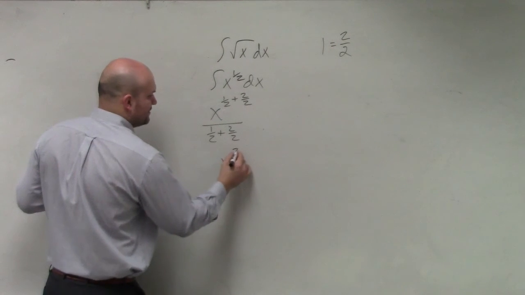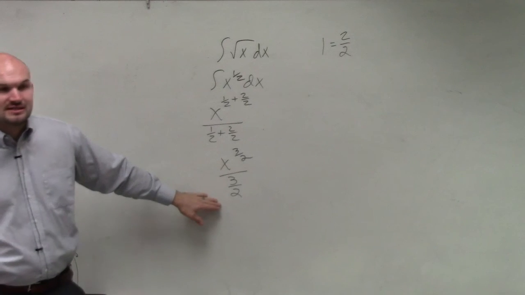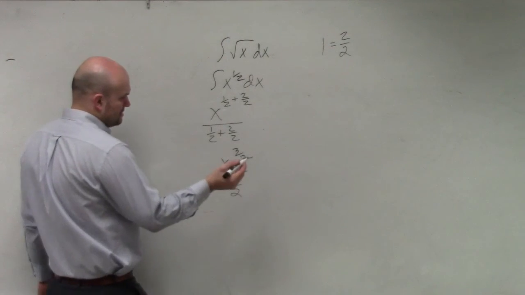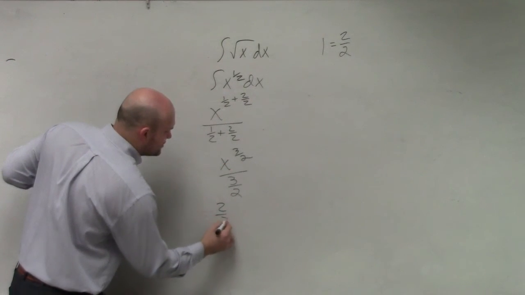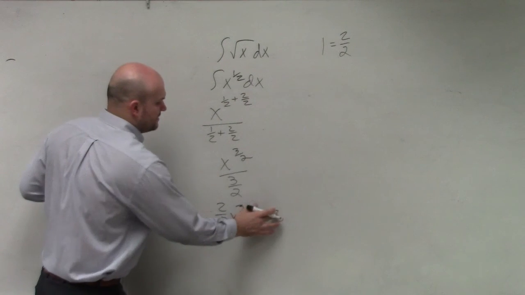So we have x to the 3/2 divided by 3/2. When you divide by a fraction, it's the same thing as multiplying by its reciprocal. So you could say it's 2/3 x to the 3/2. Don't forget to add your c, not an e.